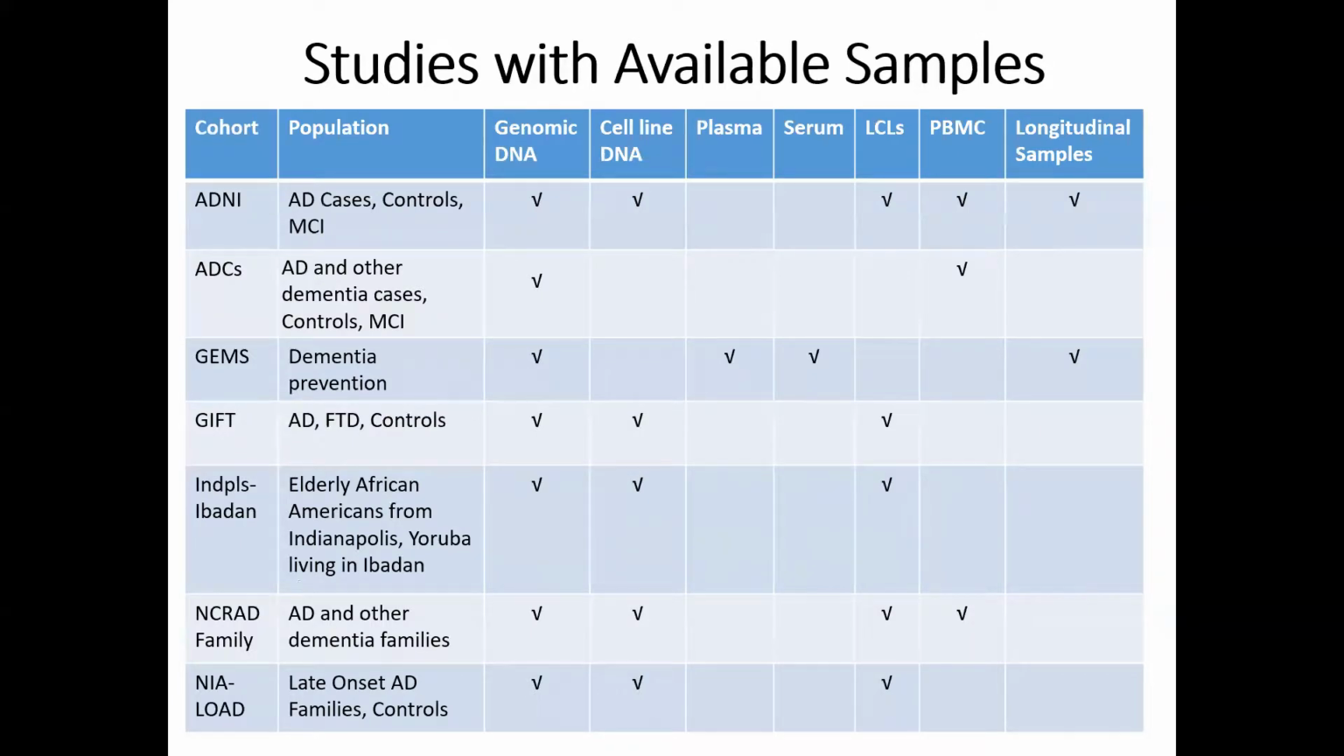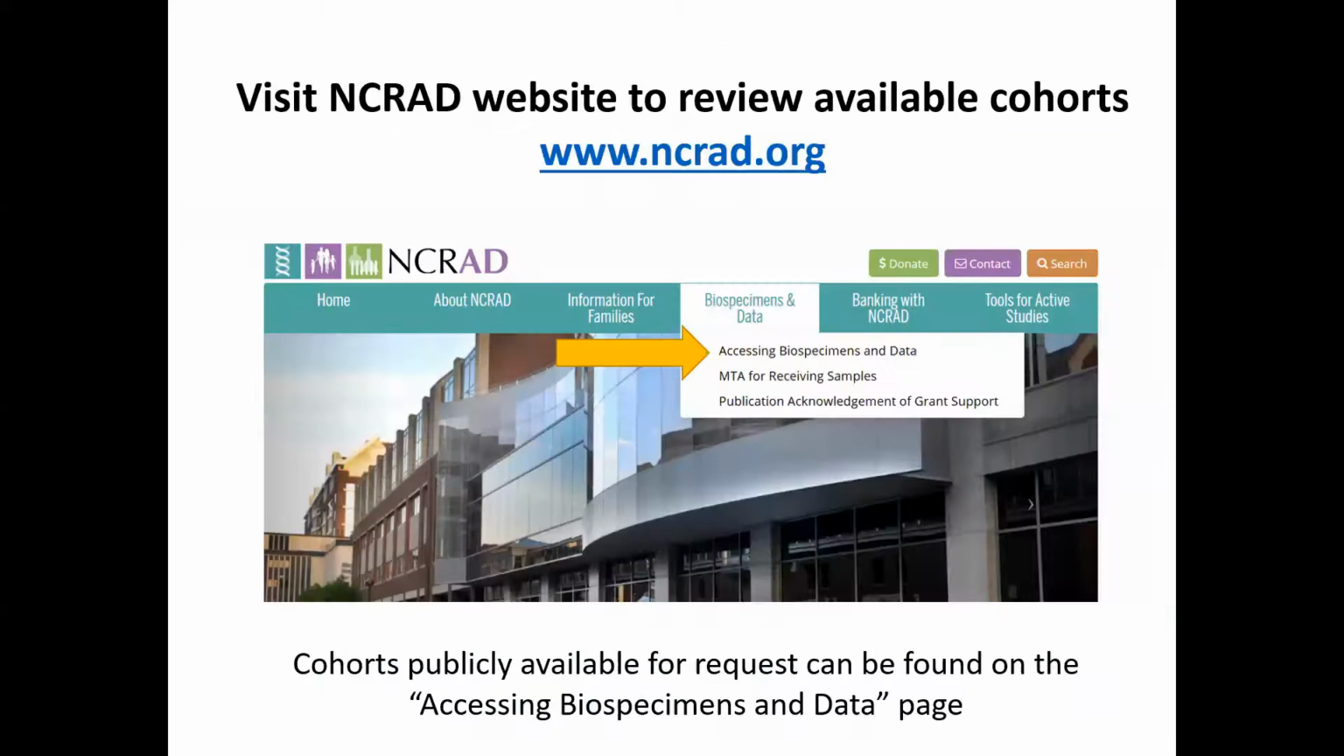This slide illustrates a wider range of studies that are also available for samples to be requested. You can see all the studies listed along in each of the rows. The target population is then also listed. All of these studies have genomic DNA. The majority have cell line DNA and are also collected here lymphoblastoid cell lines that can be requested. One of the studies has plasma and serum. Three of the studies have peripheral blood mononuclear cells, and two of these studies are also longitudinal.